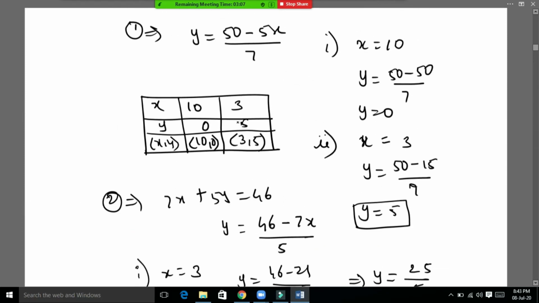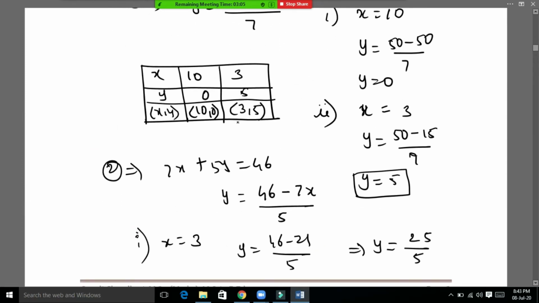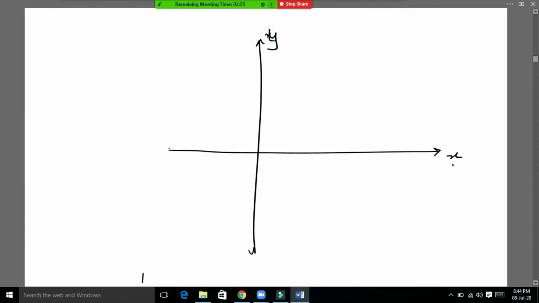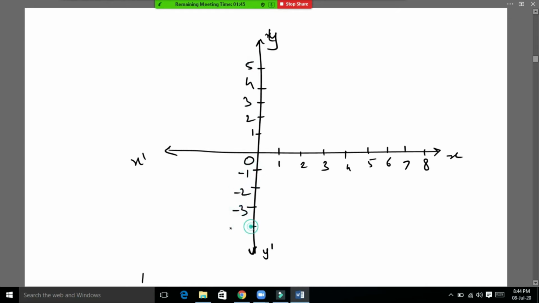So here are the coordinates of the equation. Now we plot the points on the graph, join the points and find the intersection point of the two equations. This is the y-axis and this is the x-axis. So y dash, x dash, origin. Now we plot for the first line. So (10, 0) is the first point.